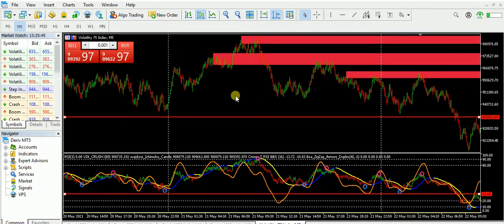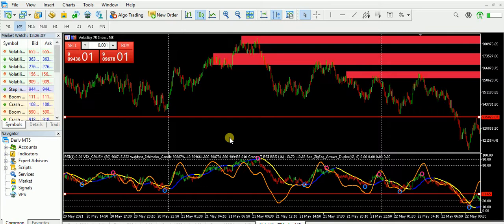So it's a very awesome and powerful indicator and strategy that I have used for quite a number of times. That is working. That is why I wanted to share it with you guys. So if you get this indicator, you can use it for yourself.